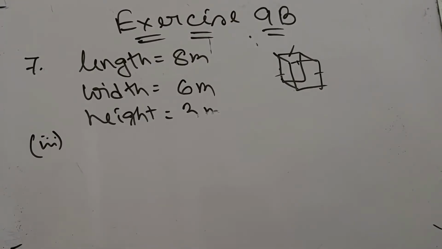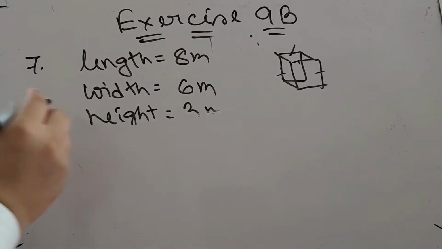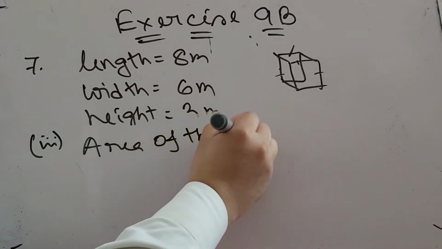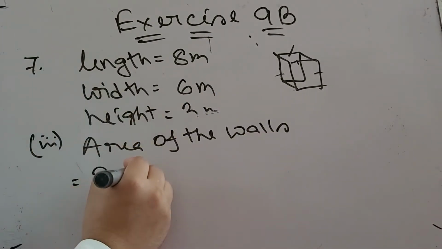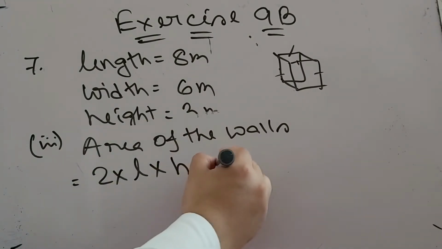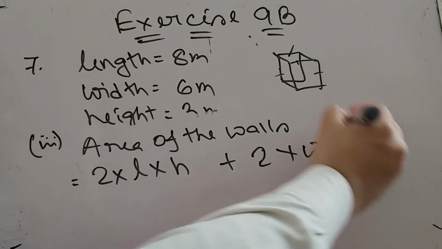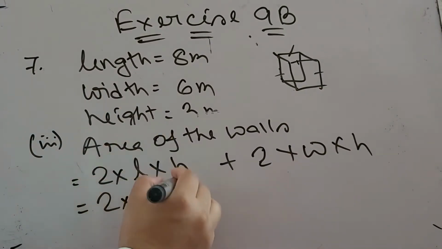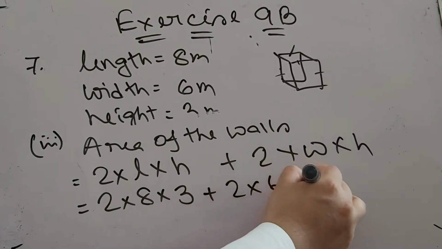That means we can say the first one represents length and height, the second one represents width and height. So what will be the area of the walls? Area of the walls will be 2 into length into height plus 2 into width into height. So what about 2 into length into height? Length equal to 8, height equal to 3, plus 2 into width equal to 6, height equal to 3.